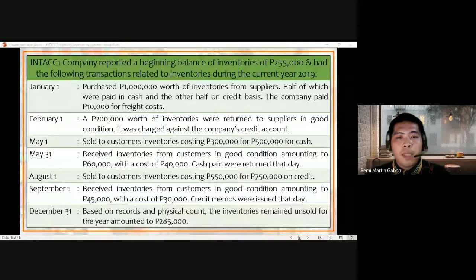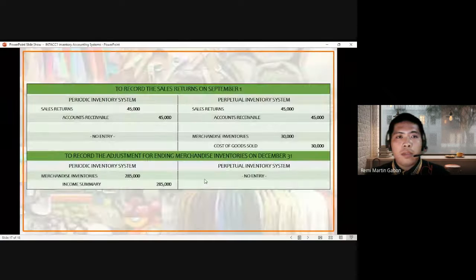So, how do we journalize September 1? We debit sales return and credit accounts receivable because the sales return was related to the credit basis sale. And in addition, under perpetual inventory system, we debit merchandise inventories and decrease the cost of goods sold by crediting cost of goods sold, 30,000. Sales return, dapat naka-selling price. Decrease in the cost of goods sold will be referring to the cost of goods returned.